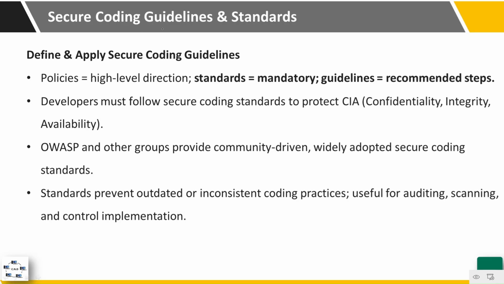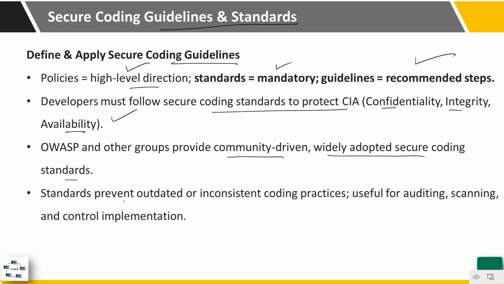So, secure coding guidelines and standards: define and apply secure coding guidelines. Policies are the high-level direction, while the standards are mandatory and the guidelines are recommended steps. Developers must follow secure coding standards to protect the CIA, that is confidentiality, integrity, and availability, of the data and the applications. OWASP and other groups provide community-driven, widely adopted secure coding standards, and standards prevent outdated or inconsistent coding practices, and they are useful for auditing, scanning, and control implementation.